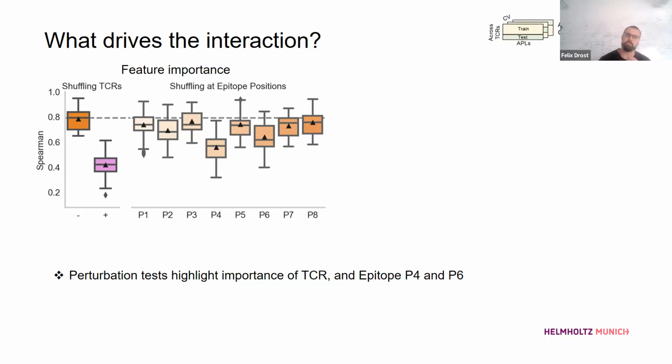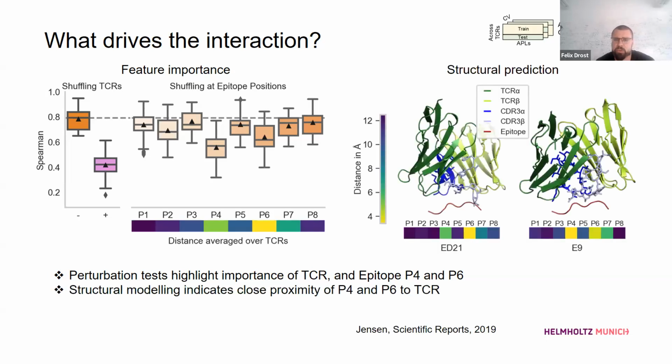But when we observe the importance of the features across all epitope positions, we could, for example, see that positions 4 and 6 here have very high importance. So naturally, we ask ourselves what is going on here. So we resorted to structural modeling of the T-cell receptor.